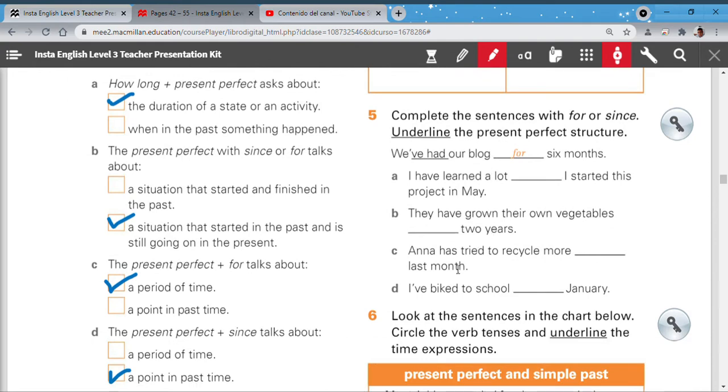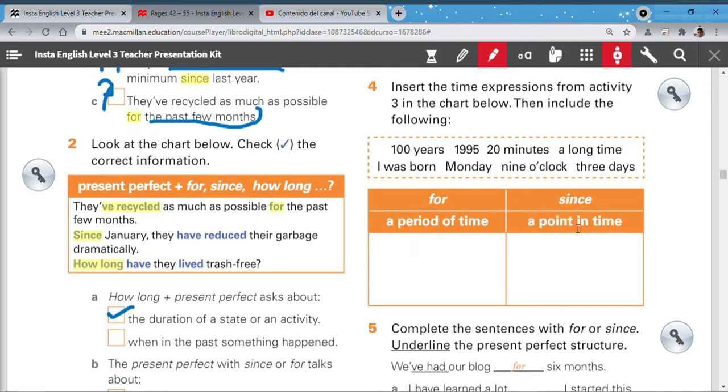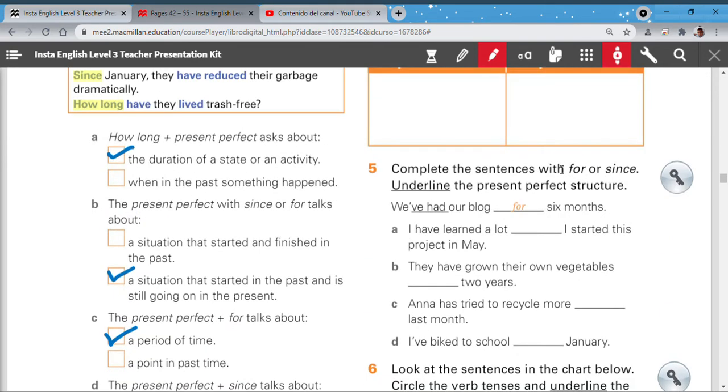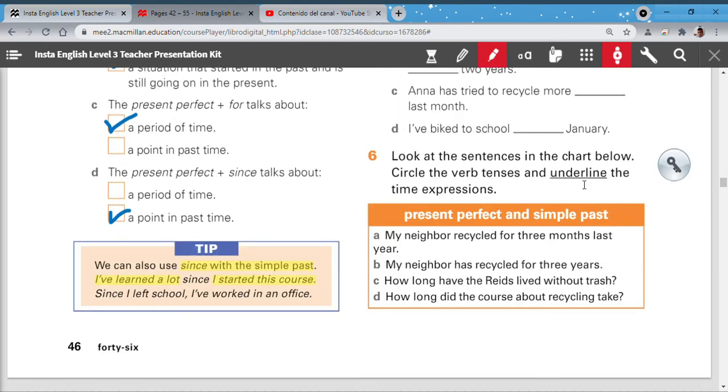Okay. Anna has tried to recycle more last month. What about Anna? Last month. A period or a point? A point. Okay. I've biked to school January. A period of time or a point in time? January.